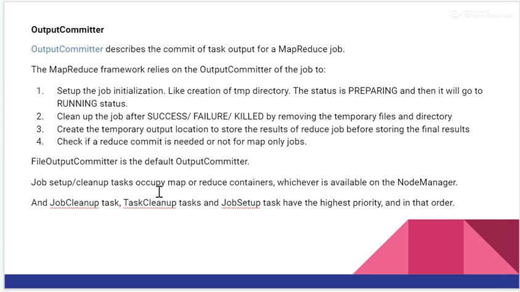After cleanup, these task setup and job setup operations are the highest priority. All this job setup, task cleanup and job cleanup, as I mentioned above, are taken care of by this output committer process that gets triggered in every MapReduce job. So these are some of the basic output operations that are part of the MapReduce job.